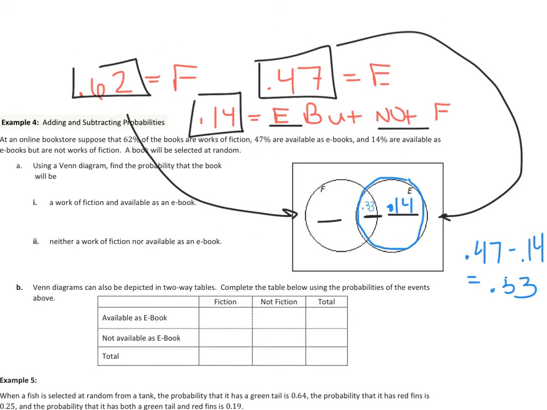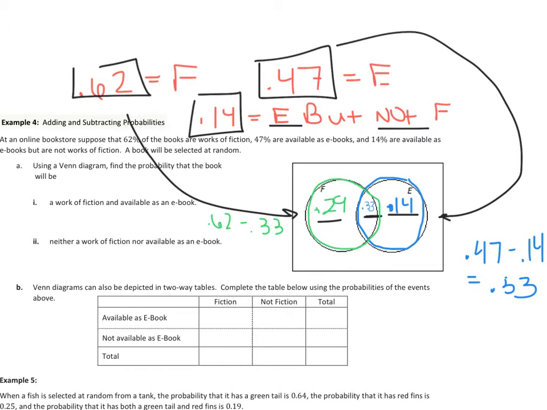I got to remember that this whole entire circle is 0.62. But we now know that the overlap is 0.33. So I'm going to do 0.62 minus 0.33. And when I do that in my calculator, I get 0.29. And that's what's going to go here.